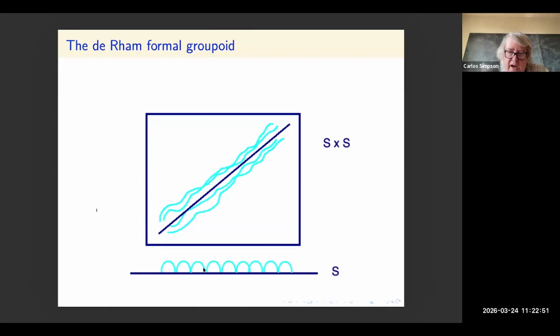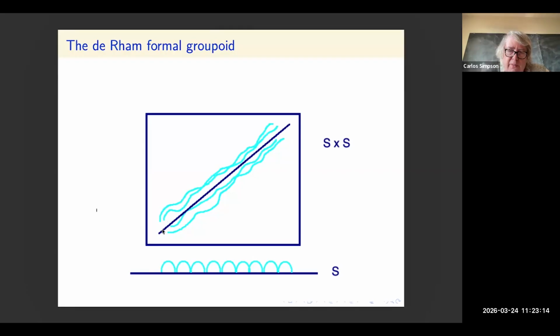So the picture here is that each point gets glued together to all of its infinitesimally close points. So that's these little links that are drawn on the bottom here. And if you draw in S cross S the places where you get these links, that's what this light blue stuff is supposed to be, the formal completion of the diagonal.